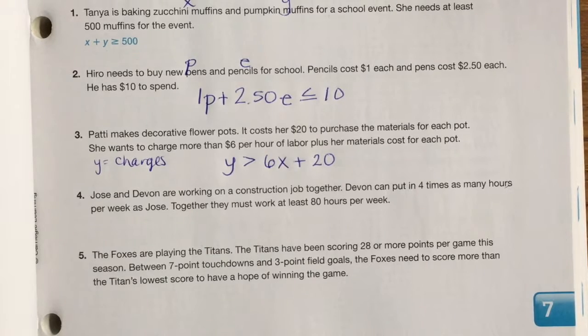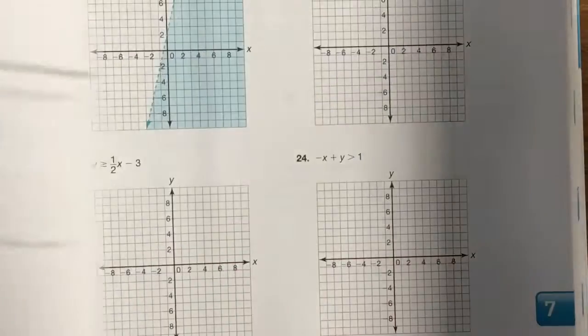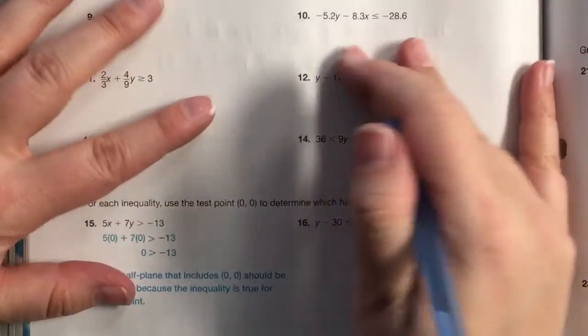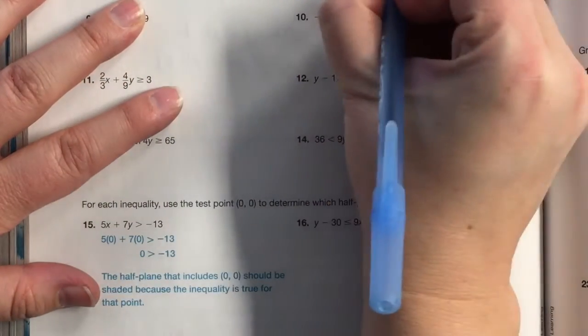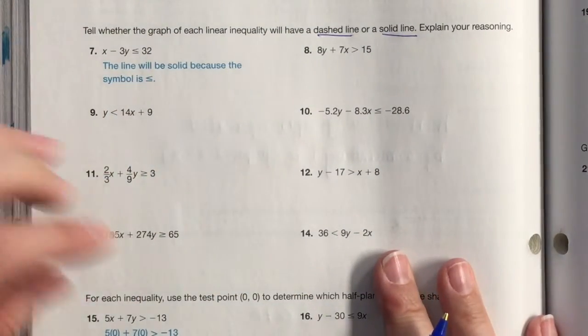Okay. Sound good? All right, so you have to do 2 more of those. You can do these 2 or you can do 6. The next part is super duper easy. All you have to do is tell if it's dashed or solid, and that is all you do. Are these going to be a dashed line or a solid line?